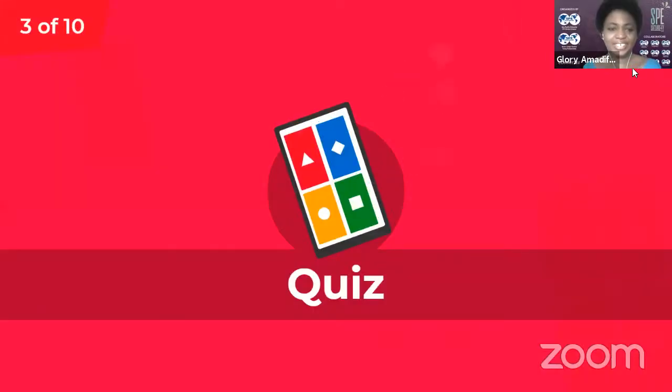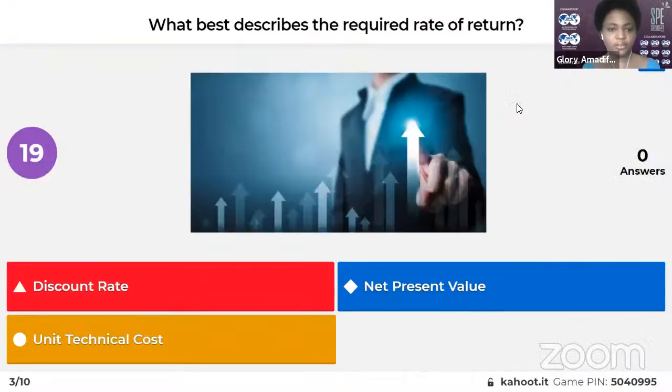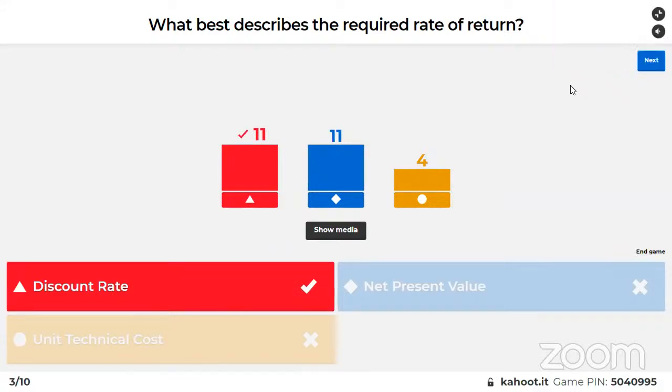Wow. Another question. What best describes the required rate of return? Is it discount rate, net present value, unit technical cost? The answer is discount rate. Okay, we have 11 persons who got that, and that's cool.